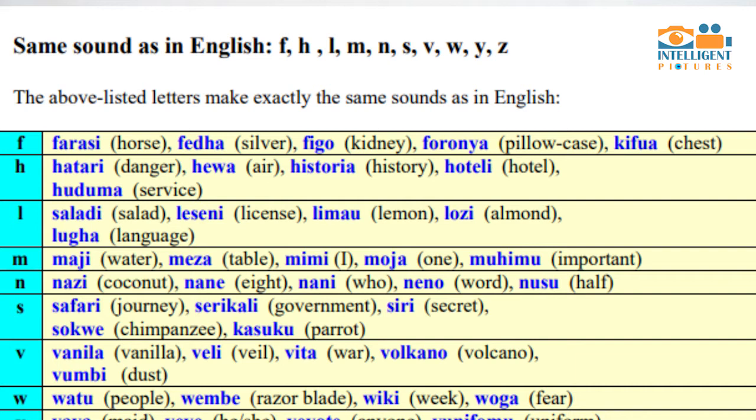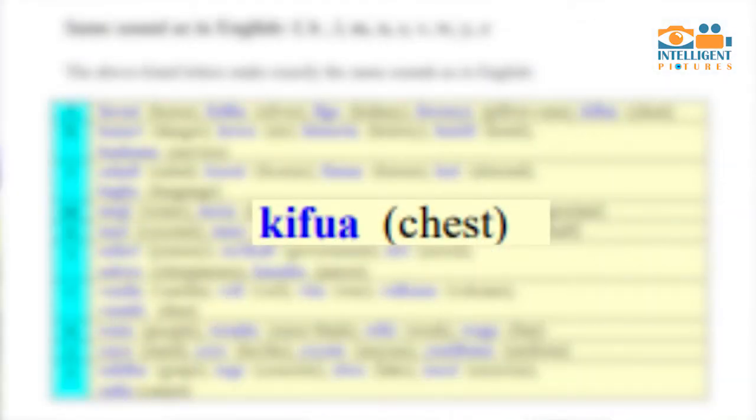Kifua means chest. So the words that start with F: farasi, which means horse; feza, which means silver; figo, which means kidney; foronya, which means pillowcase; and finally kifua, which means chest, you know, the chest, okay?